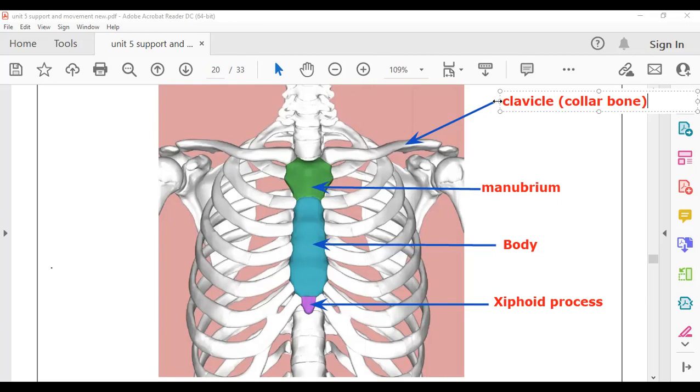The collarbone is not in our syllabus. What is the name of the bone? Clavicle. The clavicle articulates with the manubrium. Can you see that one?